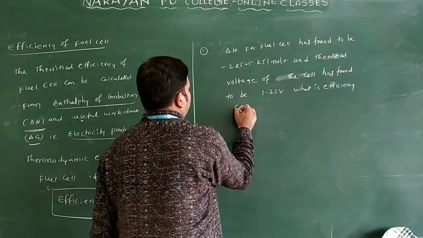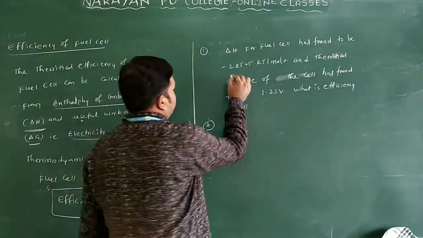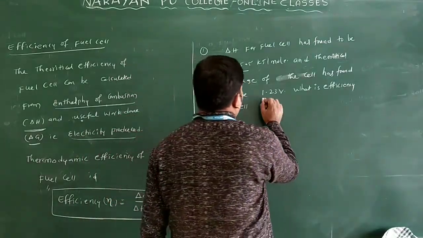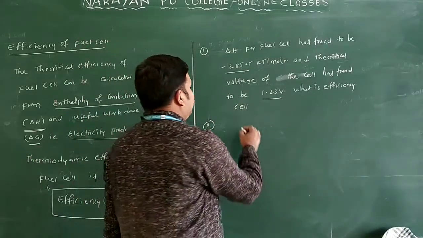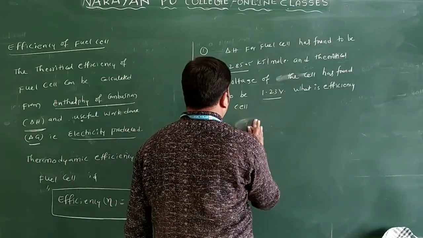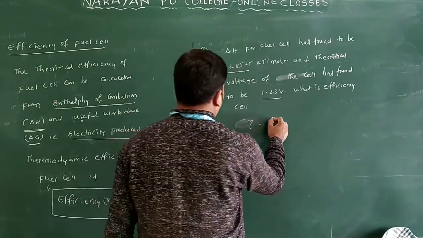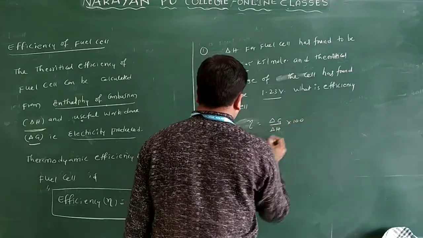What is the efficiency of the cell, they are asking. They have given delta H, that is minus 285.5 kilojoule per mole, and the cell potential is also given, 1.23 volts. They are asking what is the efficiency of the cell. Efficiency of the cell, eta, you know the formula of eta. Eta is equal to delta G by delta H into 100.